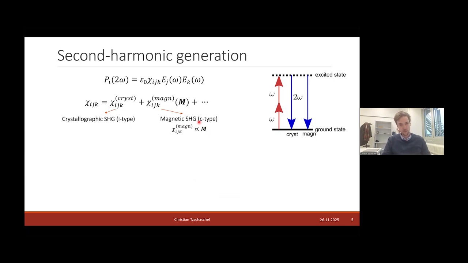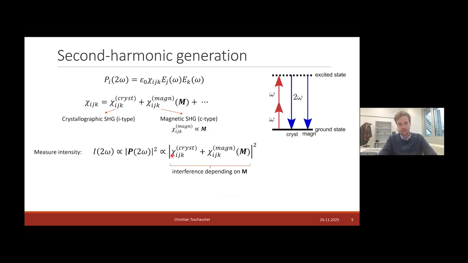Now, in the experiment, we don't measure the susceptibility directly. We can only measure intensities, and you can already see what's happening is that you get interference between the crystallographic and the magnetic second-harmonic generation contributions. So you can imagine that maybe for some domains, this interference is constructive. For other domains, it's destructive. So you end up getting a magnetic domain contrast that can be useful to image magnetic domains.